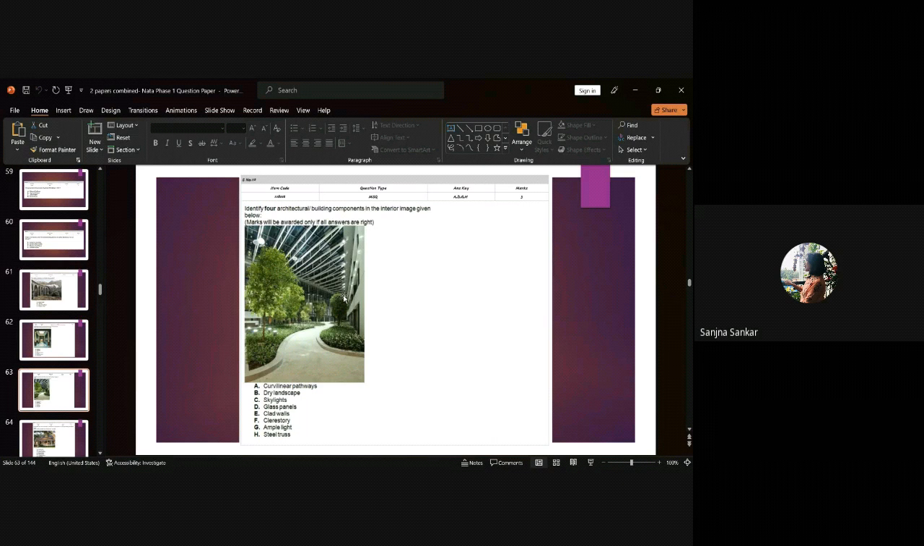So the answers are curvilinear pathways, that's option A. There's glass panels, that's option D. There's ample light, that's option G. And there's steel truss, that's option H.